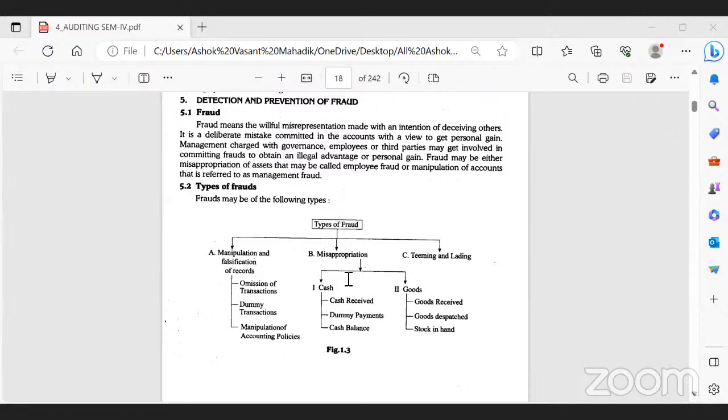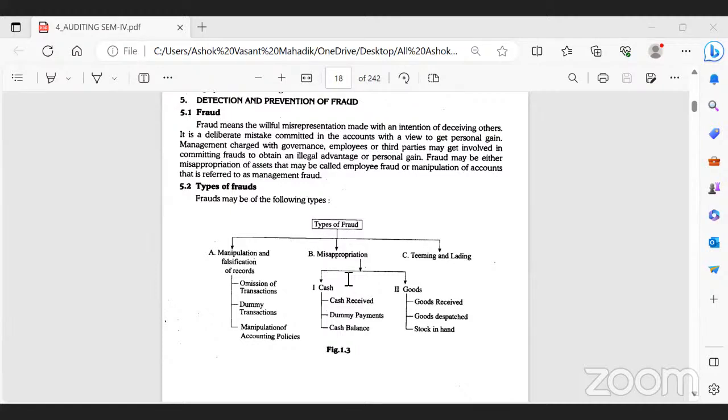This third type, which is shown on your screen, is teaming and lading. It is a special type. This is done by the accountant. In this method, when money is received from one party, say for example, from Mr. A, he does not record that cash receipt in the books of account. He pockets that money and starts using it. Then when Mr. B pays his dues, he will show this money as received from Mr. A, and he'll still use the money received from Mr. B. When Mr. C pays, he will show it as received from Mr. B.